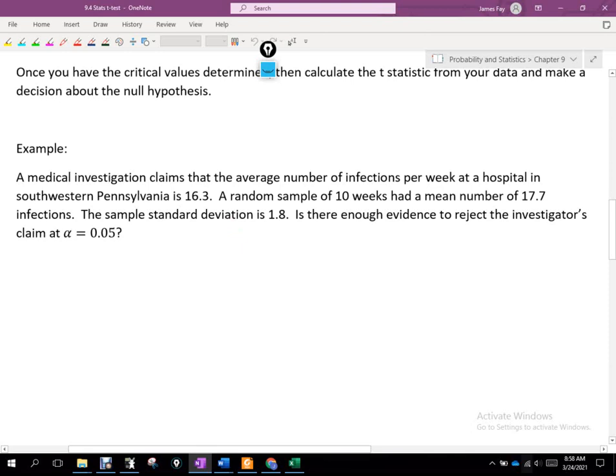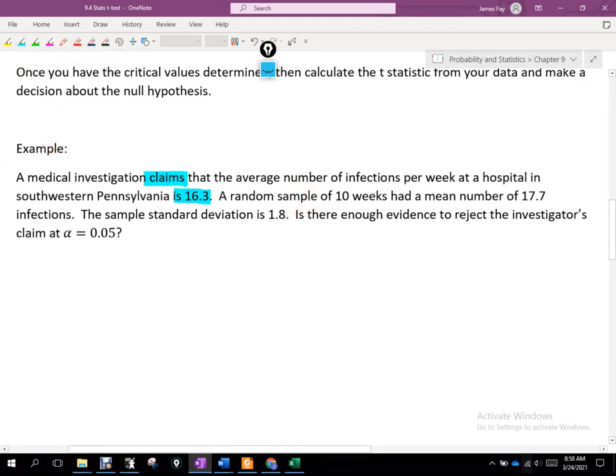Okay, here it says a medical investigation claims that the average number of infections per week at a hospital in southwestern Pennsylvania is 16.3. Okay, we read that. There's a claim, and there's the phrase "is 16.3," right? That should elicit something for us in our hypotheses. So the random sample of 10 weeks had a mean number of 17.7 infections. The sample standard deviation is 1.8. Is there enough evidence to reject the investigator's claim at alpha equals 5%? Okay, so here's the question.